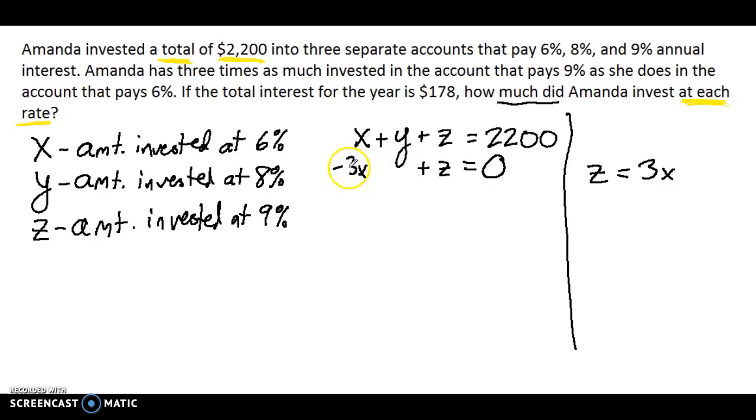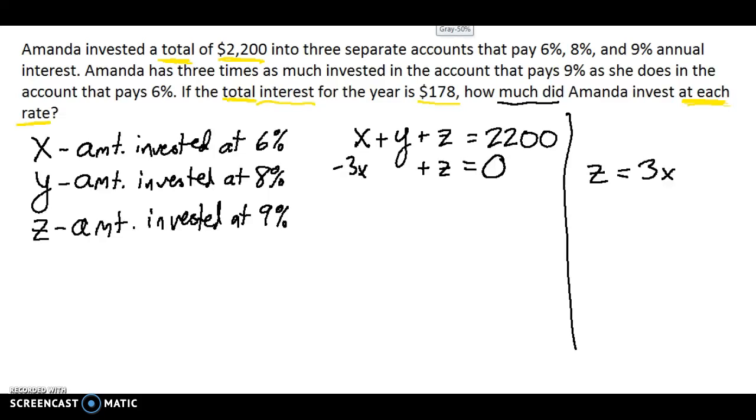If we had 3x minus z equals 0, then all we've done is multiply this equation by negative 1. And we can multiply any equation we want, as long as we do the same thing to both sides. So that's the same equation. Now what's the last one we get? Ooh, I see the word total again, but this time it's total interest. That's $178. So we need to add up the interest.